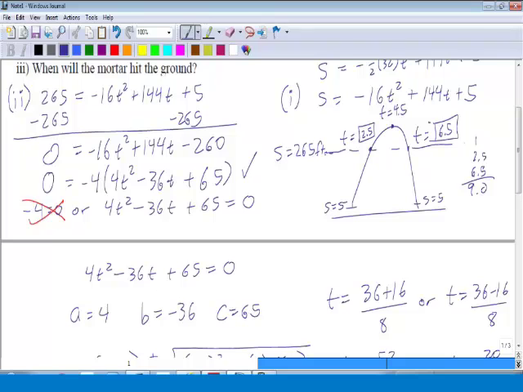I'm looking at, let's see what the window looks like. Window 10. That looks good. What happens when you press graph? Whoa.